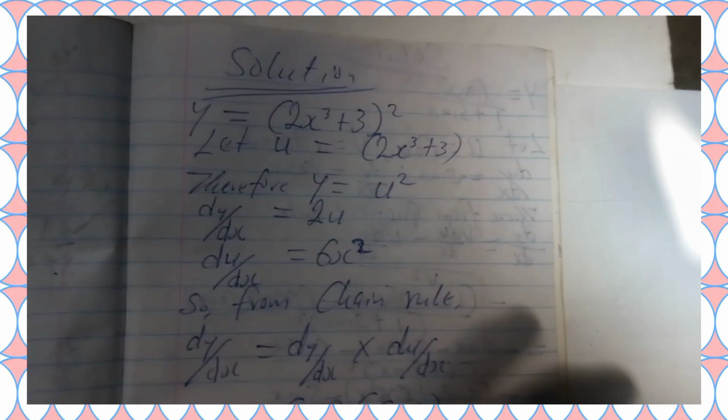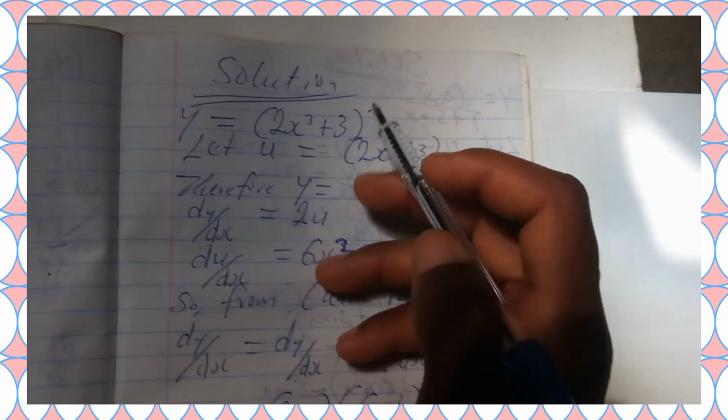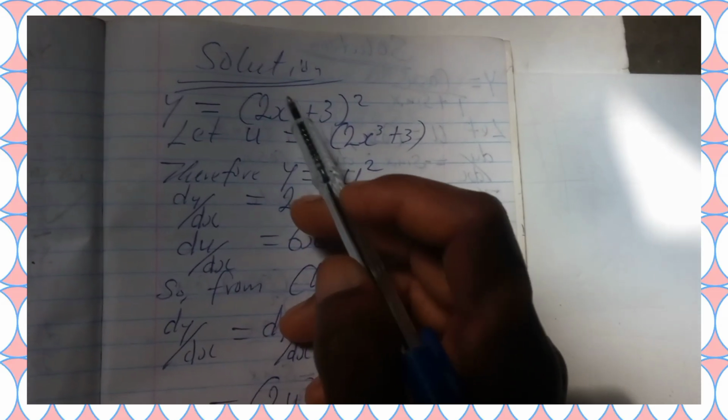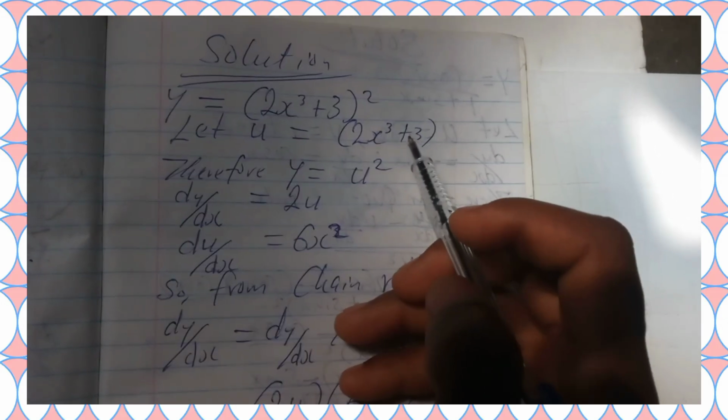So when you see a function raised to a power, which rule are you going to use? You are going to use the chain rule, because anytime we see a function raised to a power, we apply the chain rule. So we say let u equal this entire function in this bracket, which is 2x raised to the power of 3 plus 3.